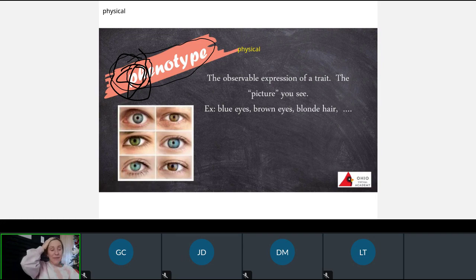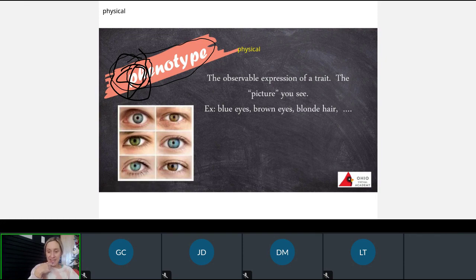Our hair color is a phenotype. You can see it. It's the expression. It's what you can physically see. All right? It's a descriptive thing. Who can tell me what another thing you think would be a phenotype?